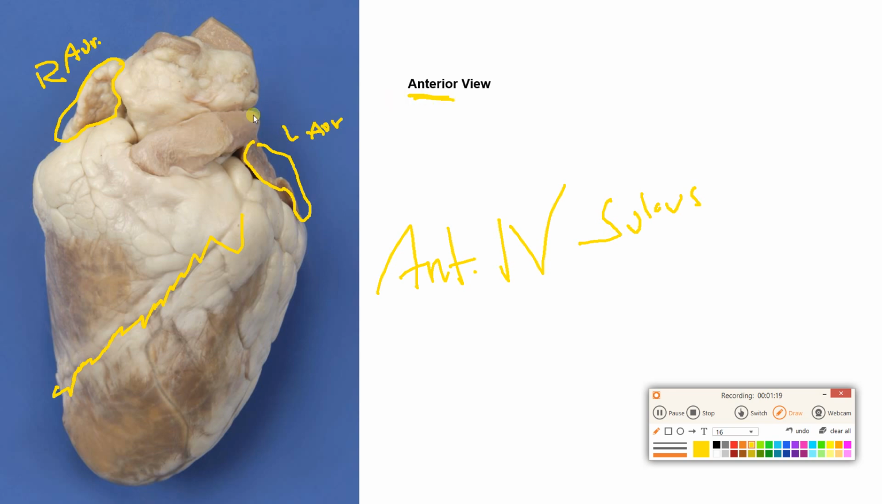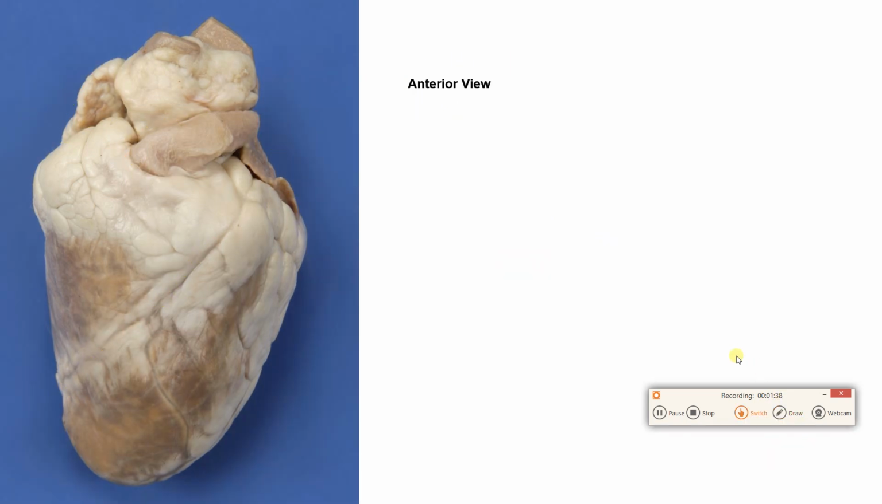Third reason this is anterior is I see this blood vessel right here in the front. That is the pulmonary trunk. And the pulmonary trunk is also going to be anterior. So we got three clues that are telling me that this is an anterior view. Okay, good. Let's go through some structures here.